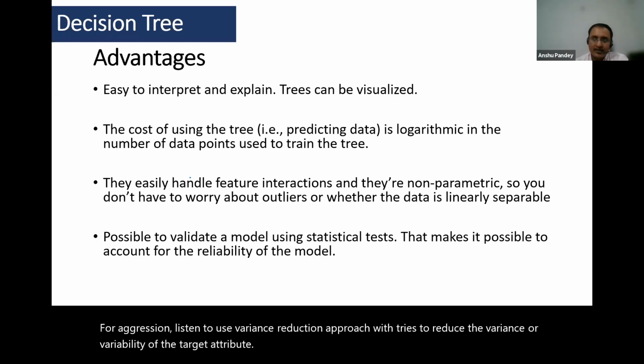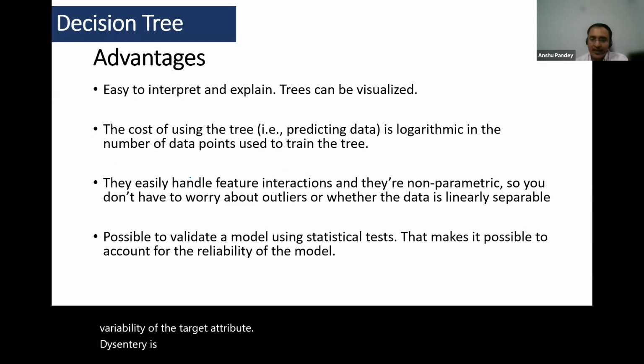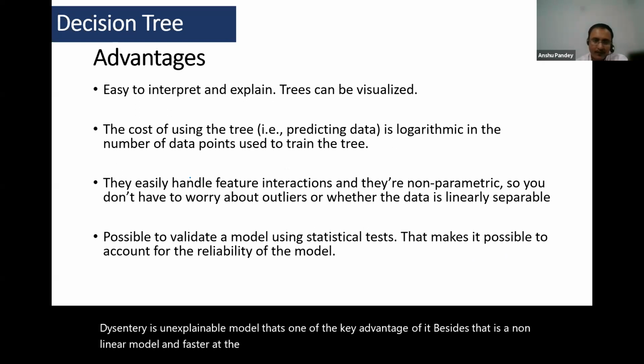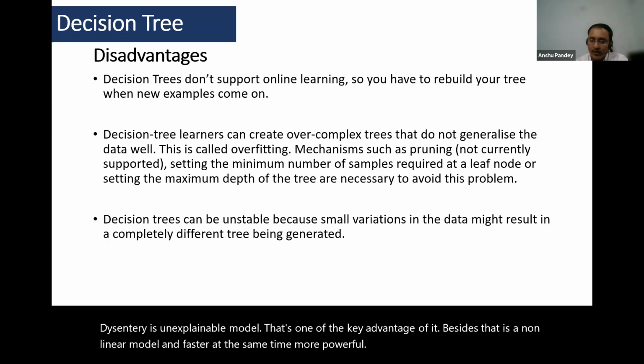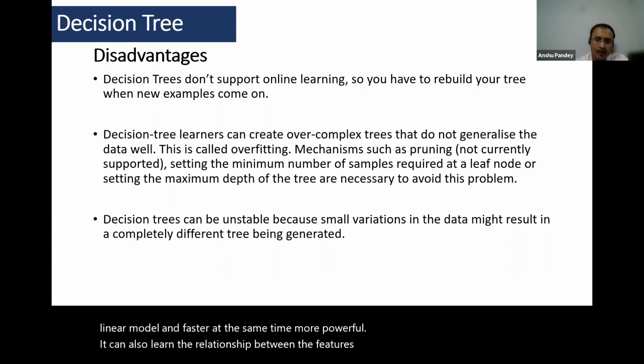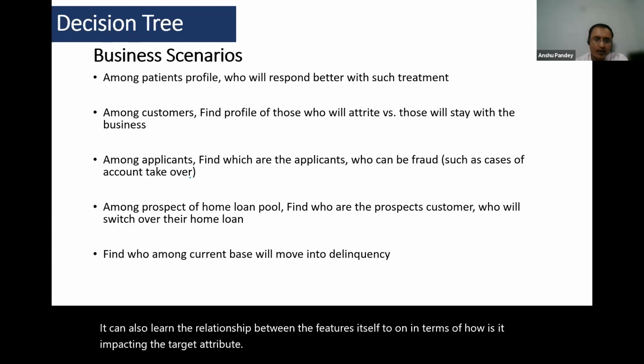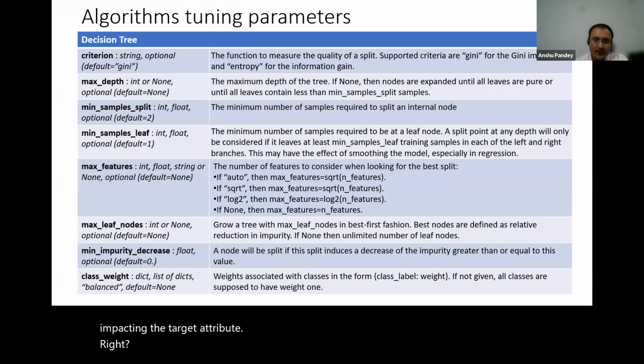Decision tree is an explainable model. That's one of the key advantages of it. Besides that, it's a non-linear model, faster, and at the same time more powerful. It can also learn the relationship between the features itself in terms of how it is impacting the target attribute. That's one idea. There are a few hyperparameters that we need to tune with decision tree.